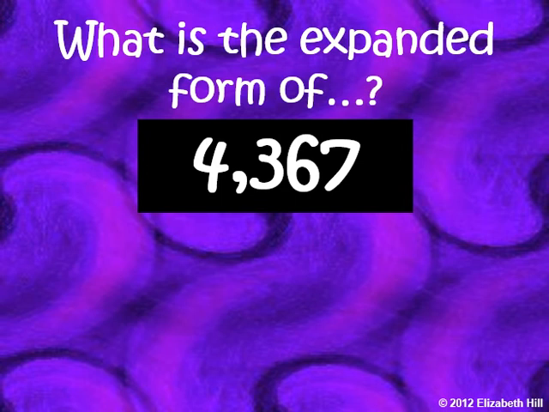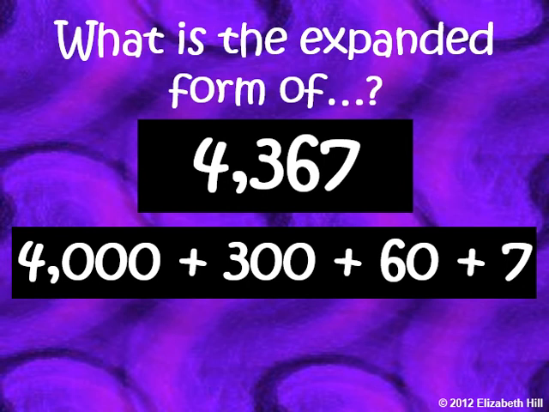Okay, let's look a little bit at what we've learned. What is the expanded form of 4,367? Take a minute. Think about what it is. If you want to jot it down on a piece of paper, that's fine. Now, let's look and see how you did. The expanded form is 4,000 plus 300 plus 60 plus 7.